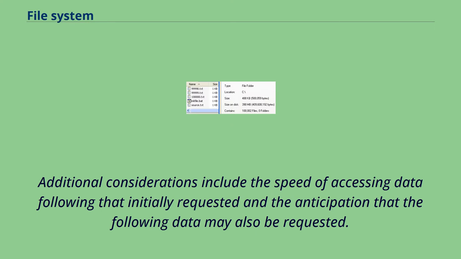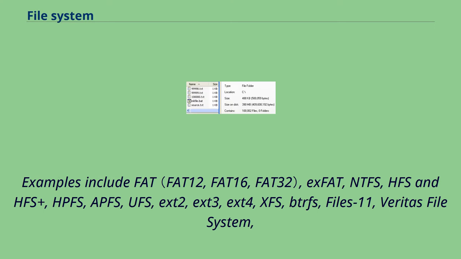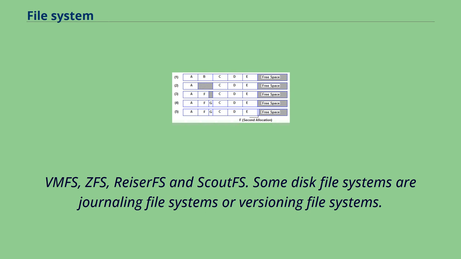Additional considerations include the speed of accessing data following that initially requested and the anticipation that the following data may also be requested. This permits multiple users access to various data on the disk without regard to the sequential location of the data. Examples include FAT, exFAT, NTFS, HFS and HFS+, HPFS, APFS, UFS, ext2, ext3, ext4, XFS, Btrfs, Files-11, Veritas File System, VMFS, ZFS, ReiserFS and Spiralog FS.